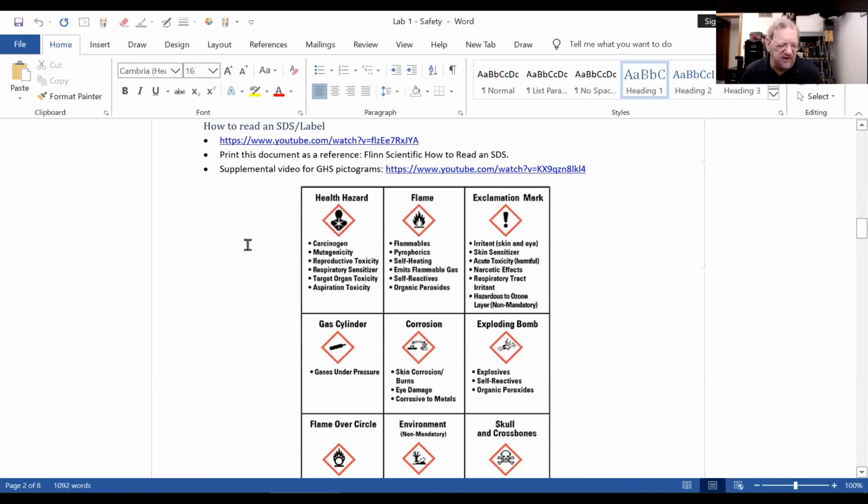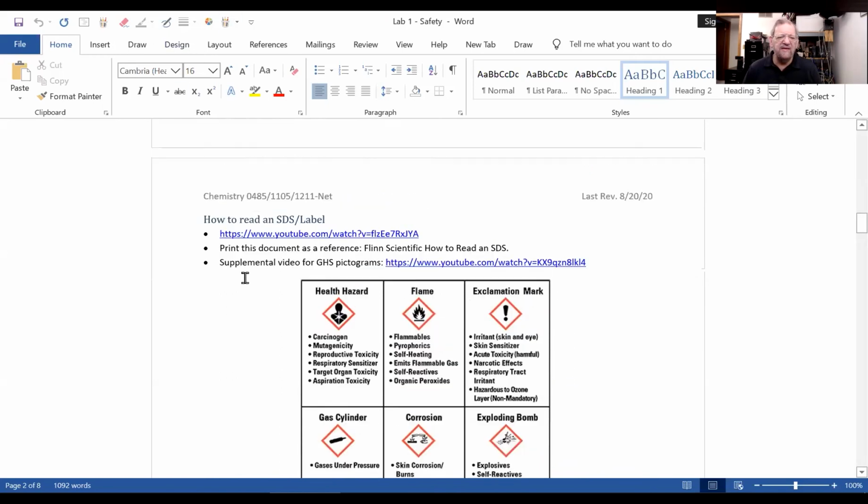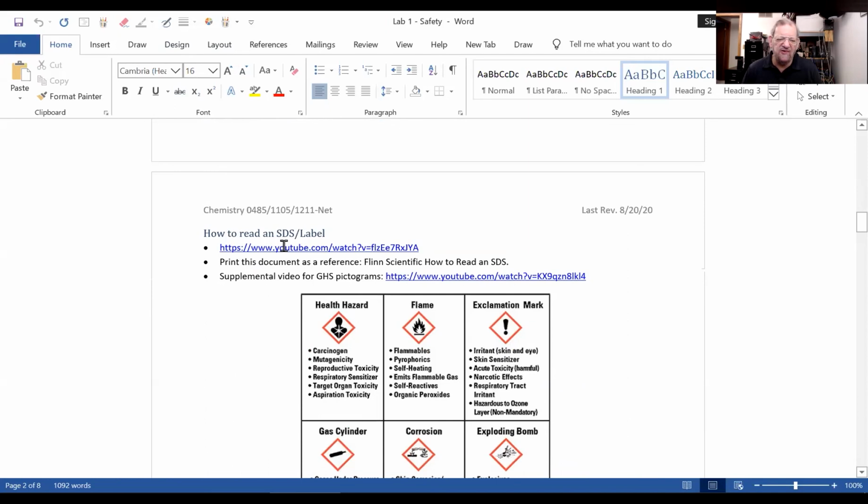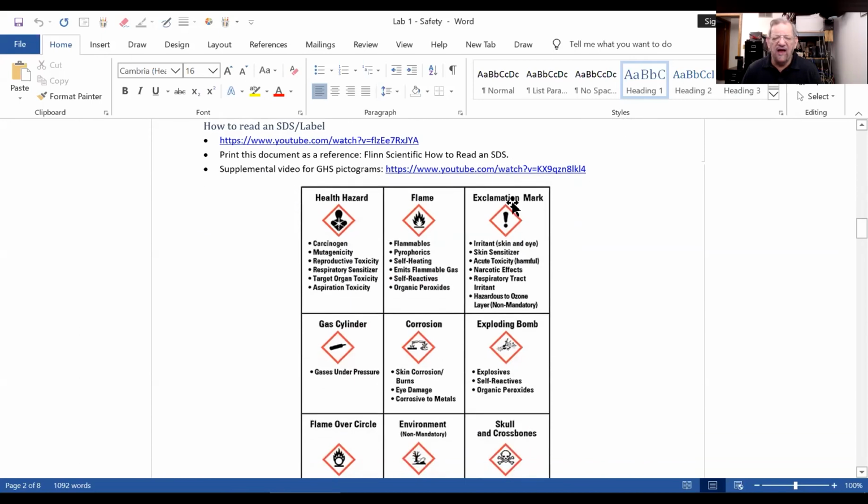Now, when you're dealing with chemicals, in Mary's write-up here, she calls it an SDS. I like calling it MSDS. That's the same thing. That's called the Material Safety Data Sheet, or SDS, the safety data sheet. And every chemical that's sold in the United States or shipped in the United States has one. And all the chemicals in your box, you have them.